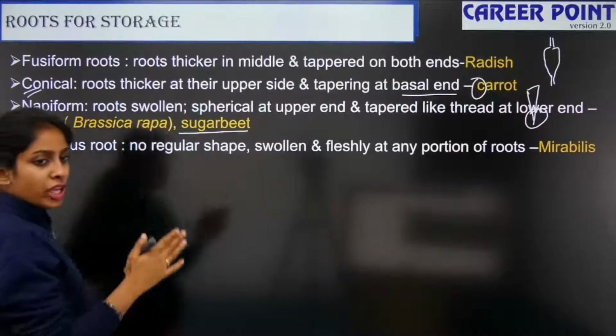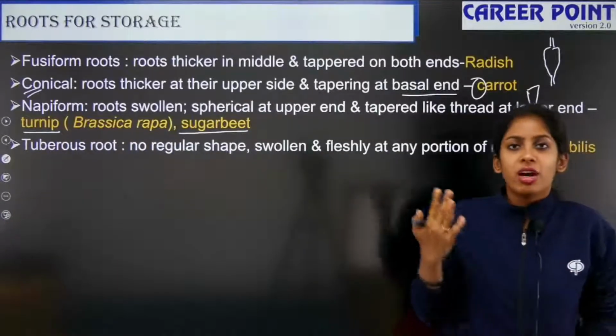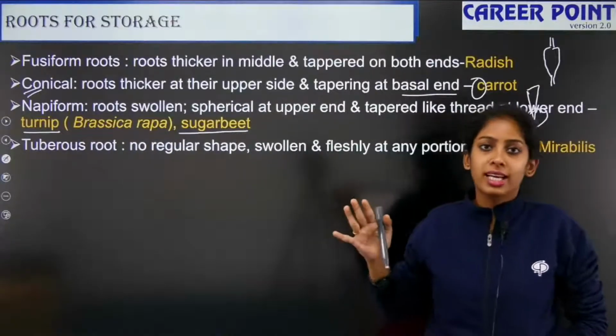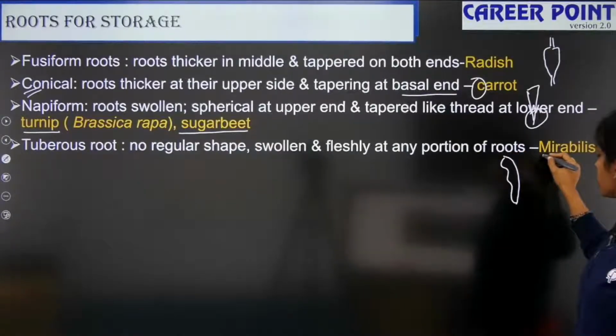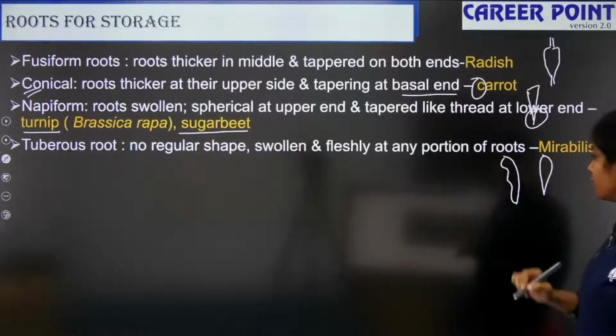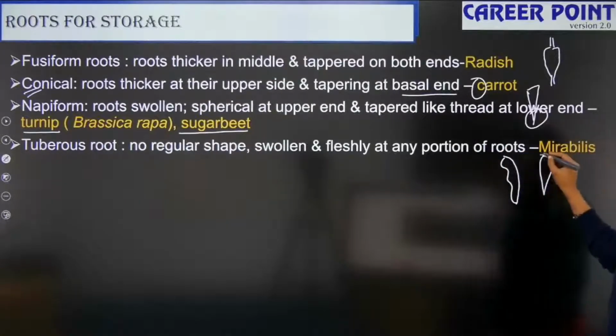Okay. So the last one is your tuberous root. No regular shape. It is swollen and fleshy at any portion of the root. It does not have any particular shape. It is just like an amoeba. So but it is like this, mostly like this. So sometimes it can be like this. So any shape it can take. So this is your tuberous root. So example is your mirabilis.